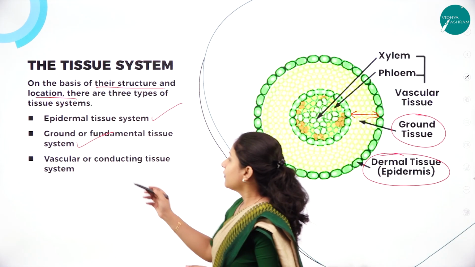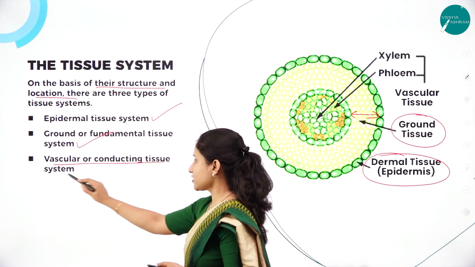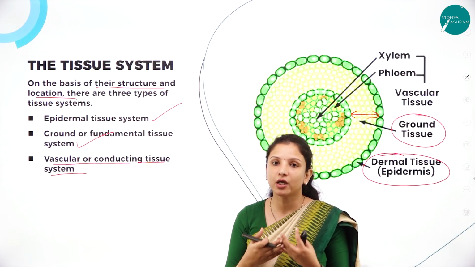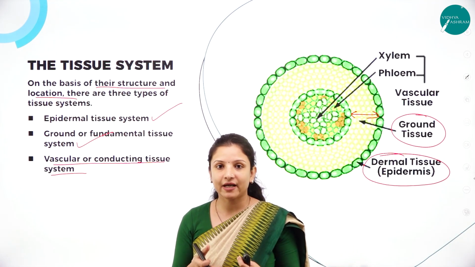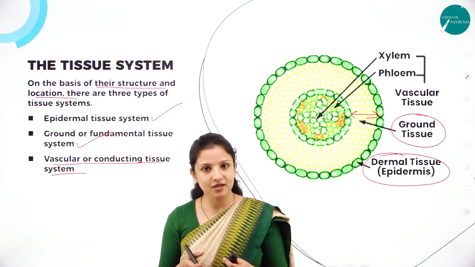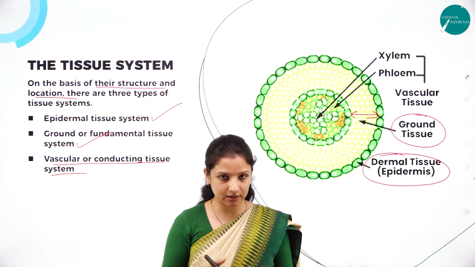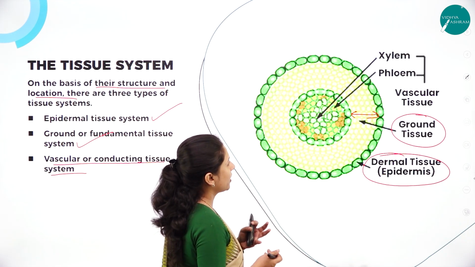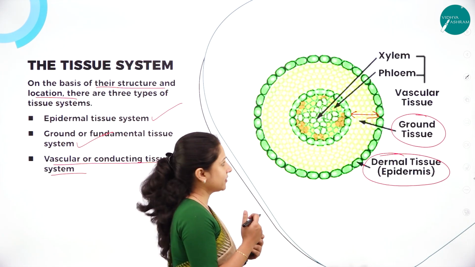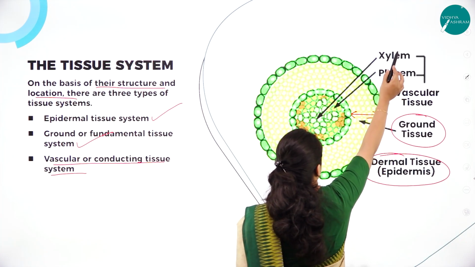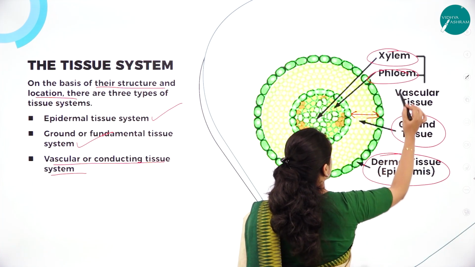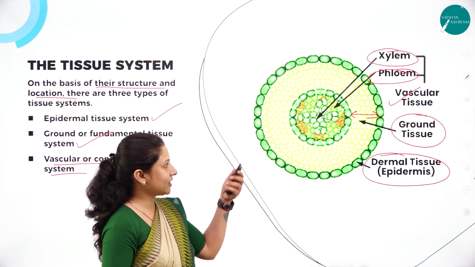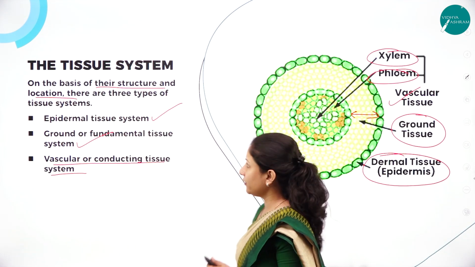Next is the vascular or the conducting tissue system. The vascular tissues conduct food and water. For example, the xylem is the water conducting tissue and the phloem is the food conducting tissue. They are placed right below the ground tissue, below the endodermis. So this forms the xylem and the phloem. Together they form the conducting tissue or the vascular tissue. So we have to study about these one by one.